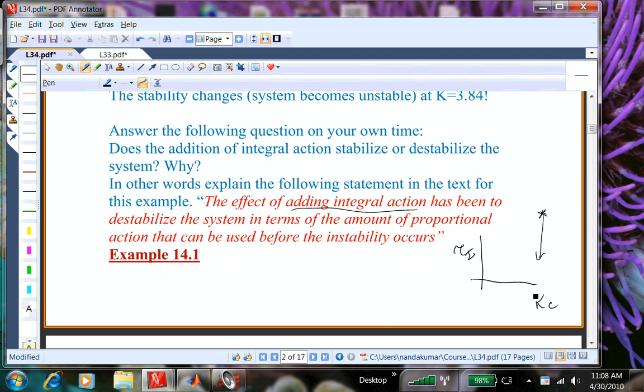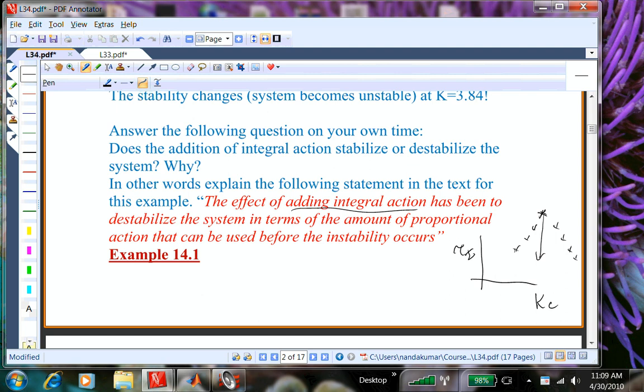which is just a stability boundary for Kc as tau I is changing, is it going to go like this? Or is it going to go like this? What do they mean? You understand the question? No? Okay.